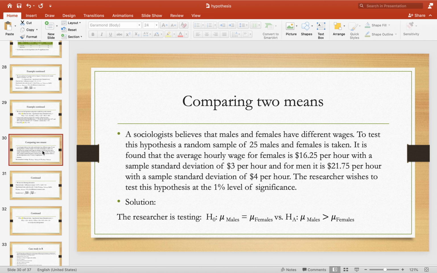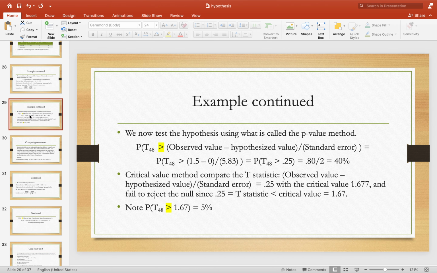Okay, now let's consider another example. Since we finished this last one, in both instances we failed to reject it. Okay, our t-statistic here was less than 1.67, so we failed to reject it because this is a greater than value. Okay, it was not large enough. And if we use the p-value, we get 40%, which is not less than our cutoff of 5%.